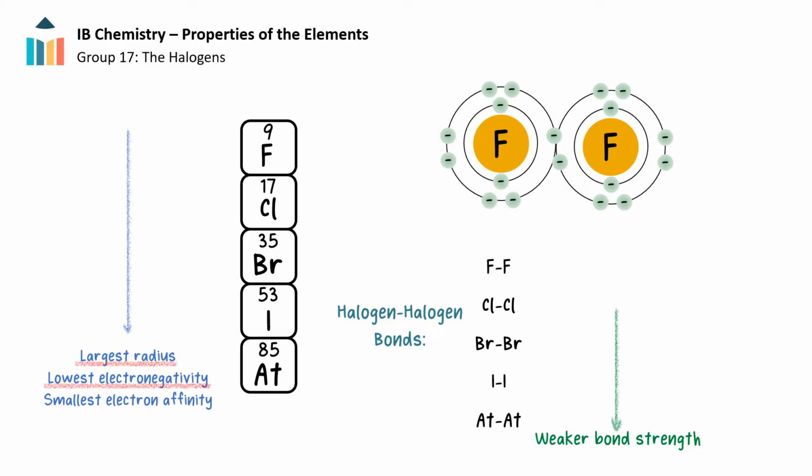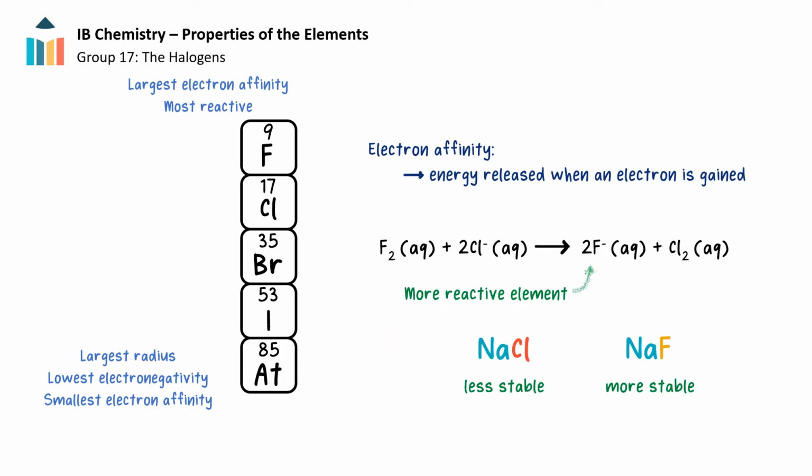The fluorine-fluorine bond, however, is an exception here. The atoms are so small that there is a strong repulsion between the lone pairs of the 2 atoms, causing this bond to be weaker than the chlorine-chlorine bond. The electron affinity becomes smaller, i.e. less negative, down the group, as less energy is released when an electron is added to the outer shell of the larger atoms. Therefore, the elements near the top of the group form anions more readily.